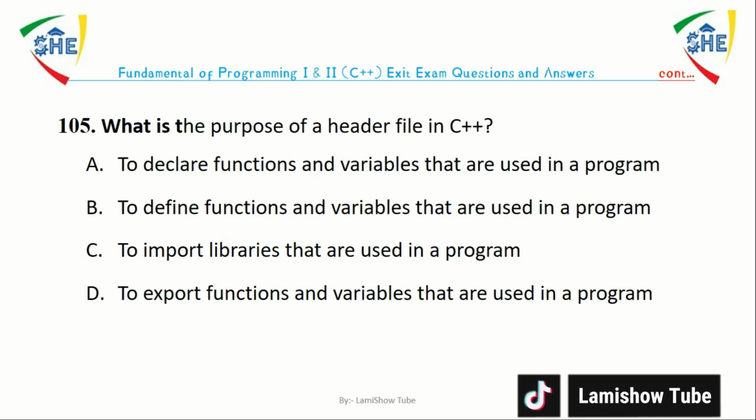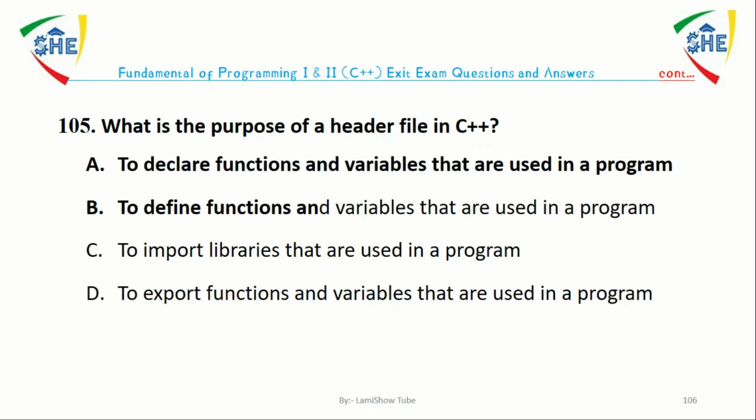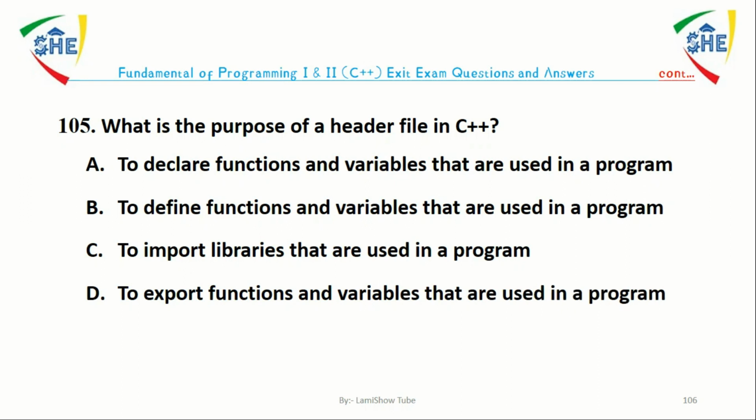Question number 105. What is the purpose of a header file in C++? A. To declare functions and variables that are used in the program. B. To define functions and variables that are used in the program. C. To import libraries that are used in the program. D. To export functions and variables that are used in the program. The answer is A. A header file in C++ is used to declare functions and variables that are used in the program, allowing the compiler to understand the types and the names of these entities.